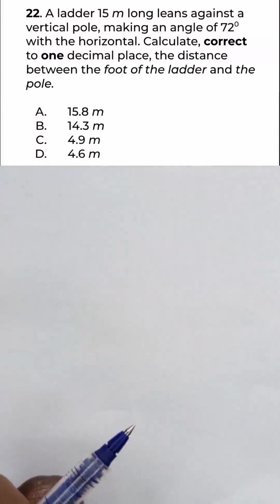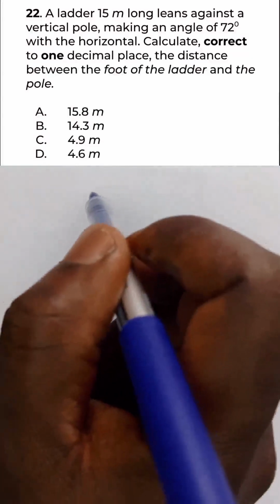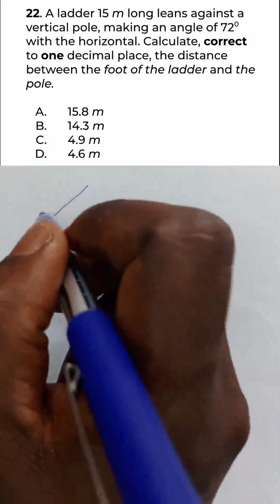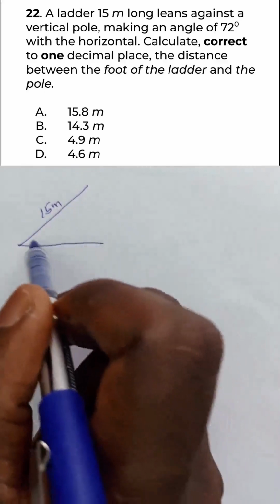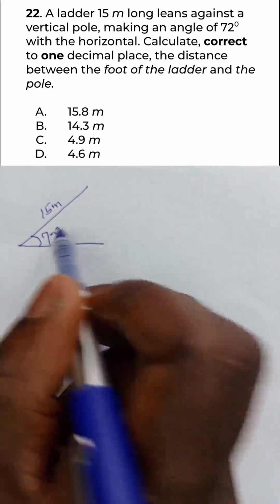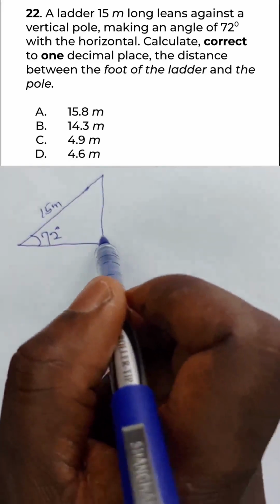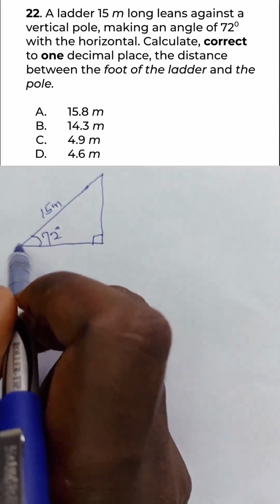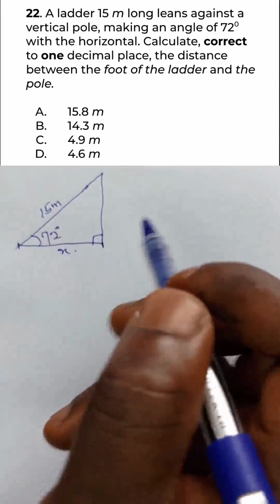Now on to question number 22. From the question, we have a ladder 15 meter long. This is a ladder which is 15 meter long. It makes angle 72 degree to the horizontal, 72 degree, and here we have the pole. So you have to calculate the distance between the foot of the ladder, which is here, and the pole, which is here. Let's call this x.